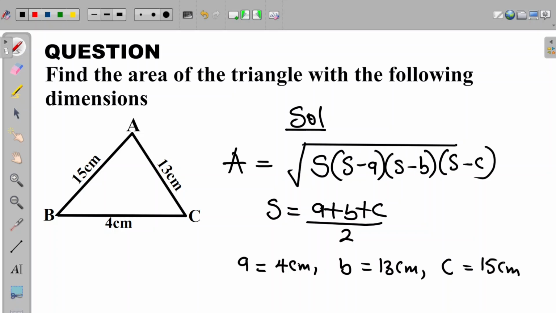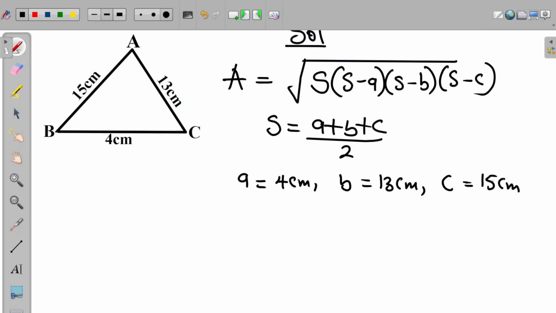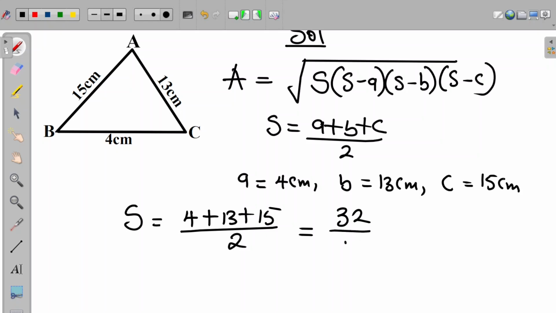Now, we can substitute our values. So we have that S will be equal to (4 plus 13 plus 15) divided by 2, and this is equal to 32 divided by 2, which is equal to 16. So therefore, the value of S is equal to 16. Now, we have obtained the value of S as 16 cm, and we have the value of a as 4 cm, b as 13 cm, and c as 15 cm.